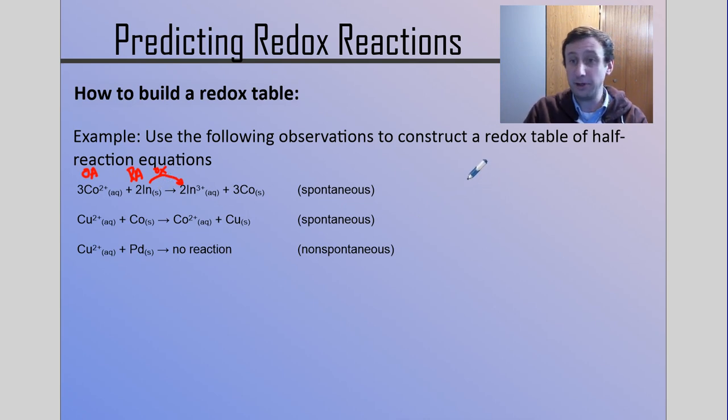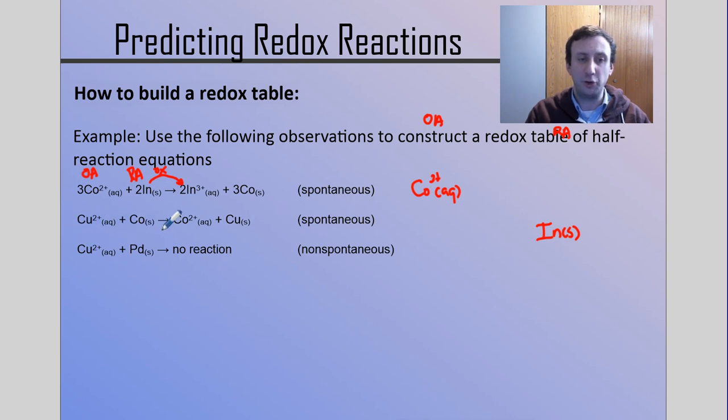Because this is spontaneous, I know that Cu2+ aqueous, I'm going to redo that, I want more room, is above In solid. Now when I do this, my OAs are always going to go on the left and my RAs are always going to go on the right. Okay, I've covered this reaction.